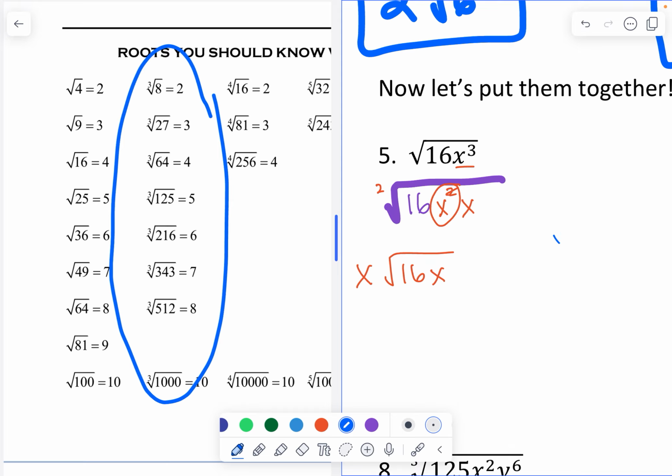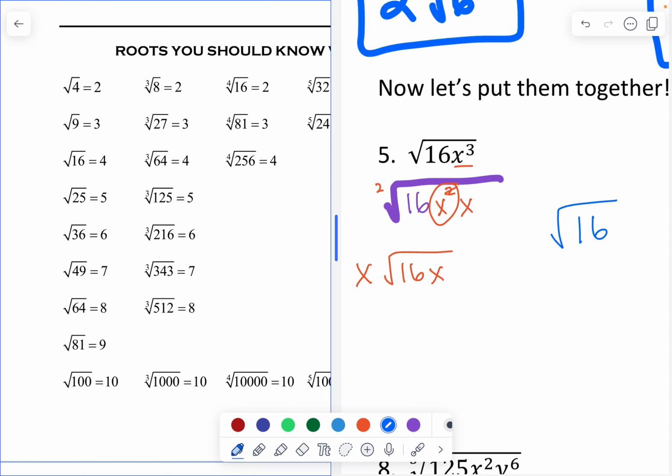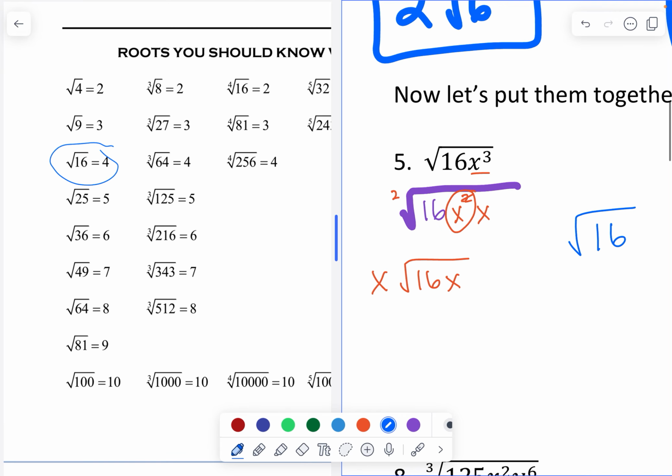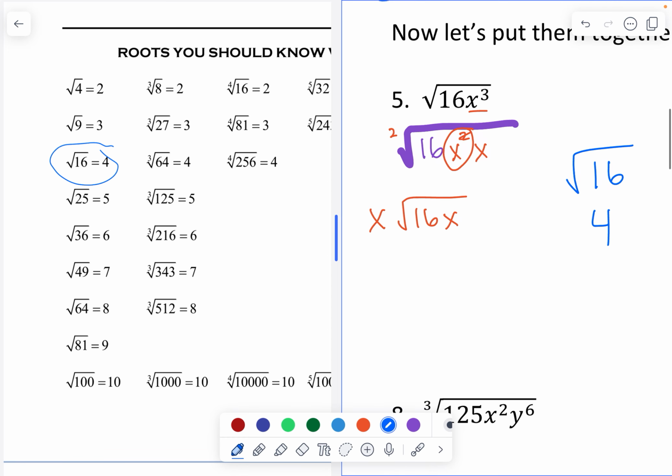Now you have to worry about the numbers. So just off to the side somewhere, I'm just going to do the number. So the square root of 16. Well, if you go to your list, square roots, square root of 16, that's just a nice number. That's 4. So when you go to write your answer, you don't have this 16 anymore.